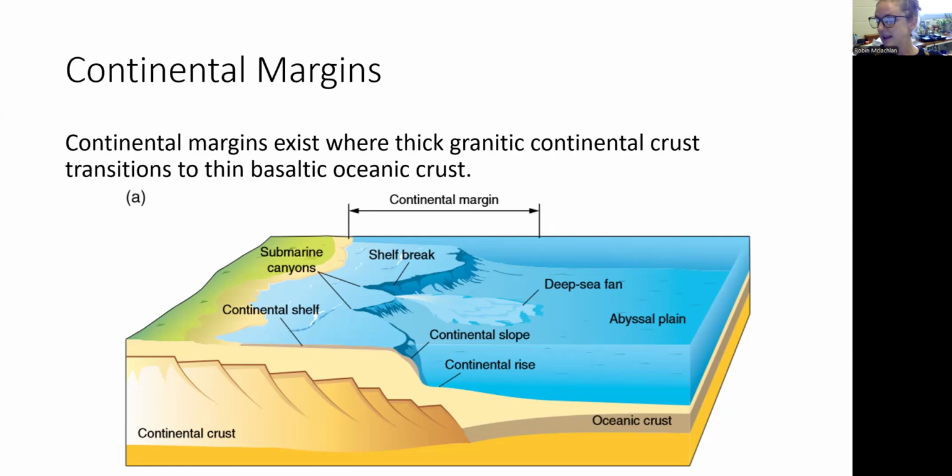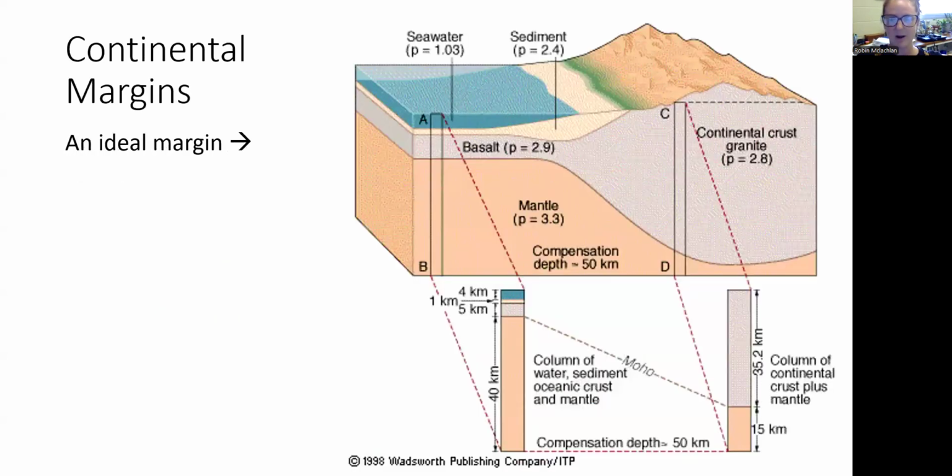So, taking more of a quantitative look at our margins, this image shows the density of the basaltic oceanic crust versus the continental granitic crust. You can see that continental crust is about 2.8 grams per cubic centimeter, whereas basalt is 2.9 grams per cubic centimeter. So basalt's slightly more dense, which is why it sinks lower and creates our oceans. But overall, the continental crust is way thicker, right? It can get up to like 30 kilometers thick, whereas our oceanic crust is around 5-ish kilometers thick.